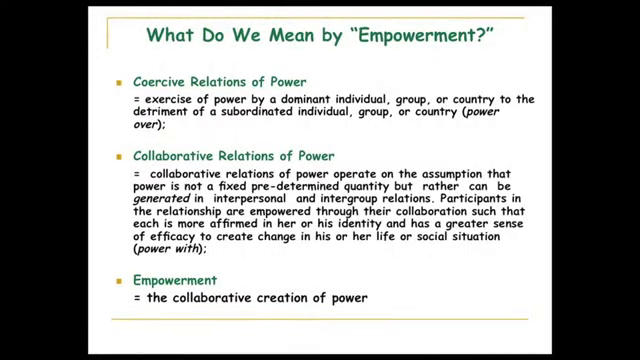Power is seen as something that's fixed, that there's a fixed quantity of power, and if one individual or one group gets more of that fixed quantity, then less is left for others. So that's one meaning of power that you'll find in any decent dictionary. A second meaning, however, is the notion of being enabled or having power to do more than you could before. And this is what I'm calling collaborative relations of power. And collaborative relations of power operate on the assumption that power is not a fixed, predetermined quantity, but rather can be generated in interpersonal and intergroup relations.